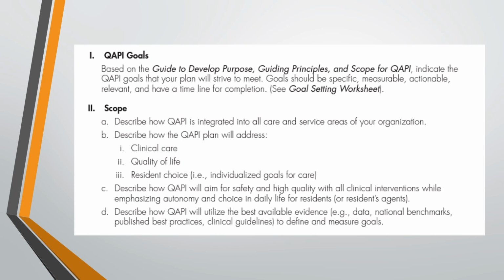Okay. Scope. Number 2, scope says describe how QAPI is integrated into all care services areas of your organization. Describe how the QAPI plan will address clinical care, quality of life, resident care, service delivery, action plans, ISPs, individual service plans. Describe how QAPI will aim for safety and high quality with clinical interventions if you have a skilled nursing part of your agency, while emphasizing autonomy and choice in daily life for residents or for your clients. Describe how QAPI will utilize the best available evidence, data, national benchmarks, published best practices, clinical guidelines to define measurable goals. Okay.